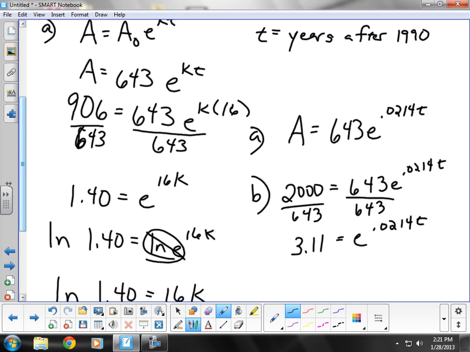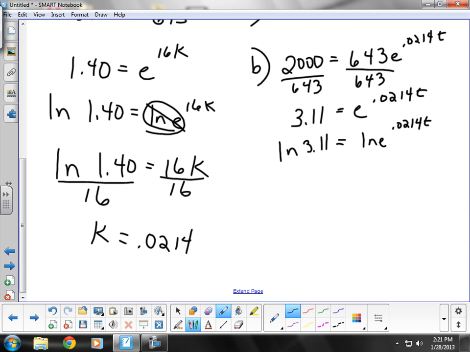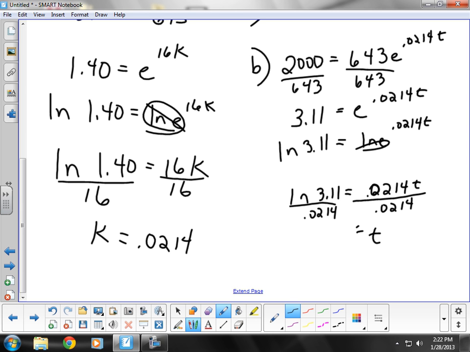And then if I take the ln of both sides, I got the ln of 3.11 is equal to the ln of e to the 0.0214t. And the ln and the e do what? Cancel out. And so I've got the ln of 3.11 is equal to 0.0214t. And I divide by 0.0214. So t is equal to whatever that is. 2,043.